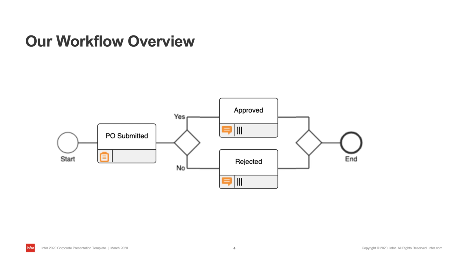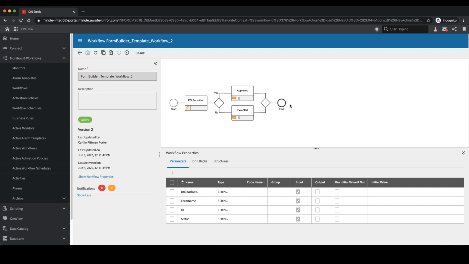If I open up the workflow in ION Desk, you can see the properties of the workflow that make it dynamic for use in Mongoose templates. Under the Parameters tab is a list of parameters that are passed into the workflow from Mongoose. These are dynamic variables that link the workflow to a particular purchase order within Mongoose.